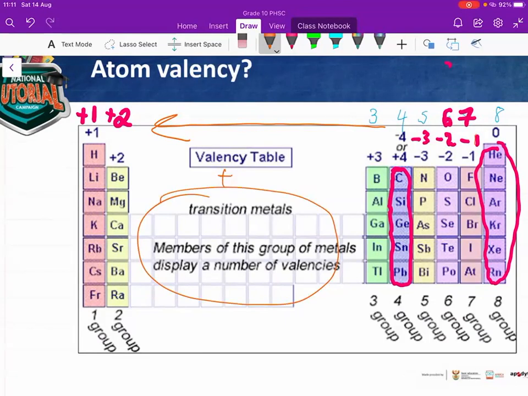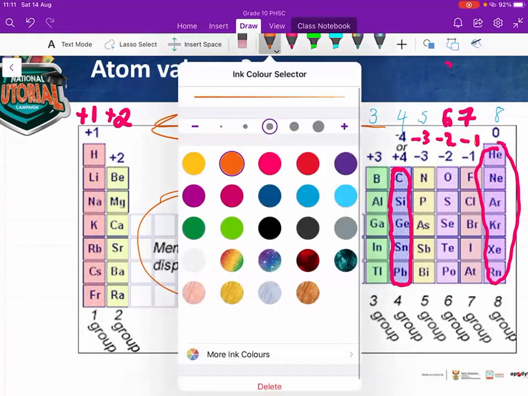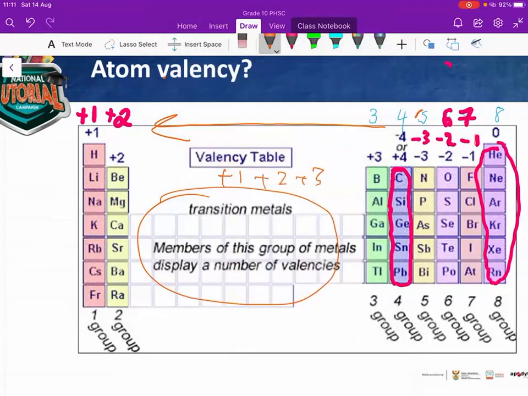They're just called transitional because sometimes they have +1, sometimes +2, sometimes +3. It depends, and we will get told what it is. So metals generally have a valency of plus because they're going to give away electrons, but non-metals are going to have a valency of minus, because they're going to accept electrons.